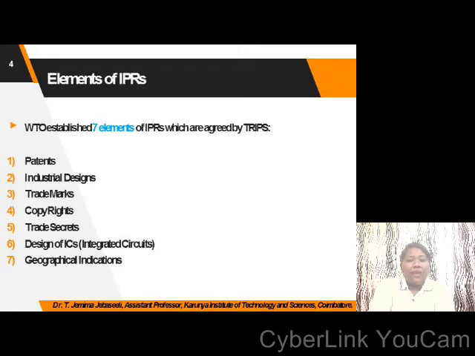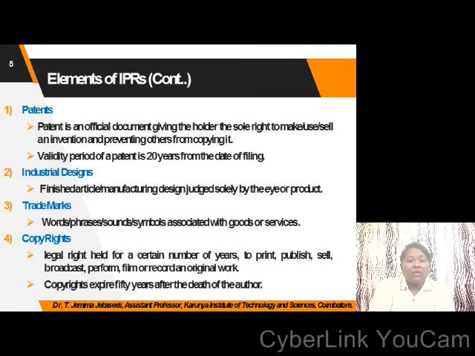What are the elements of IPRs? The intellectual property rights system contains 7 elements, which are defined by the WTO under the TRIPS system and agreed by TRIPS. They are patent, industrial design, trademark, copyright, trade secrets, designs of integrated circuits, and geographical indications. These are the intellectual properties that can be registered under this TRIPS system, and the statements and procedures are available in it. One by one we are going to study the elements of IPRs. What are the intellectual property rights and how can we get them?